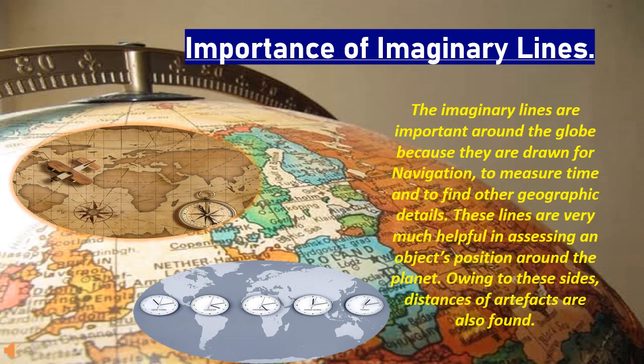Importance of imaginary lines. The imaginary lines are important around the globe because they are drawn for navigation, to measure time, and to find other geographic details. These lines are very much helpful in assessing an object's position around the planet. Owing to these lines, distances of artifacts are also found.